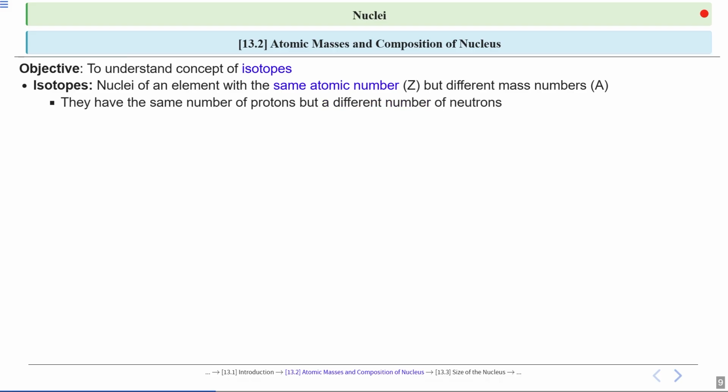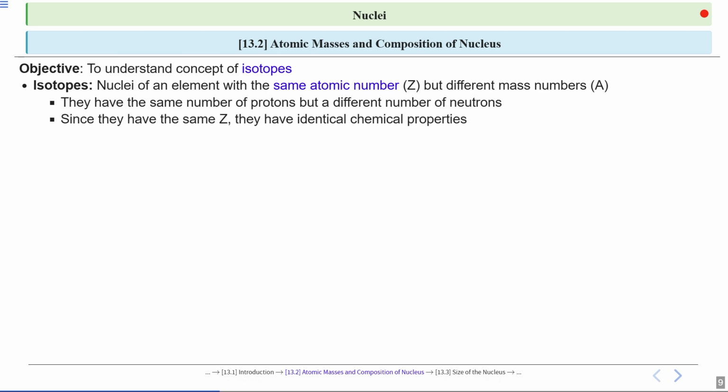Notice here that isotopes have the same number of protons, but a different number of neutrons. For example, if two atoms both have 6 protons, they are both carbon. But if one has 6 neutrons and the other has 7, they are different isotopes of carbon.